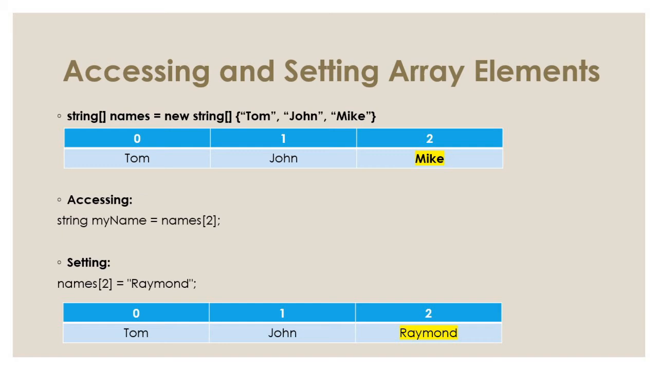So what do we do if we want to change the value of the third element in the array? It's even simpler. All we have to do is type names and then brackets around the number 2 equals, and then quotation marks around the word Raymond to indicate that it's a string type. Now, Mike has been changed and updated to Raymond.